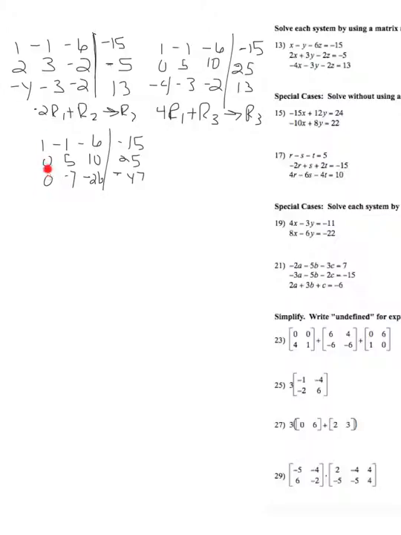Okay, so we got zeros under this one. The next thing we do is get this a 1 and get zeros under that. That's going to be easy to get a 1 just by dividing it by 5. So I'm going to divide row 2 by 5. All right, that should be easy.